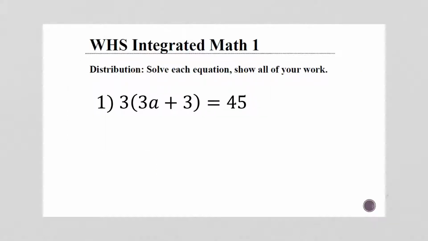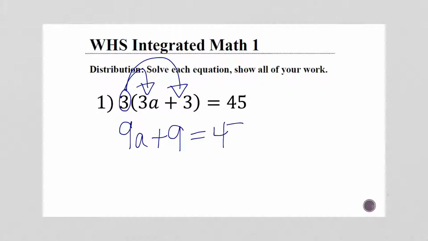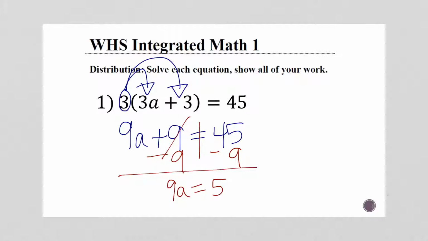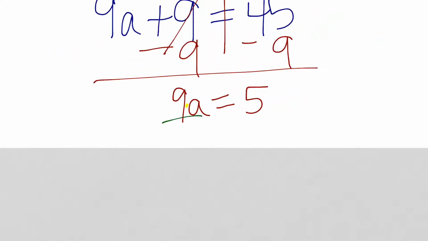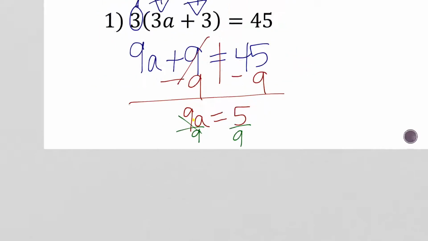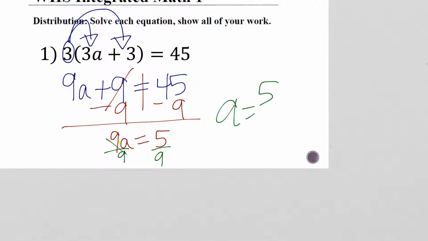Question 1's asking, well, all the questions are asking you to distribute. So the first term we need to distribute by is 3. So when I multiply 3 with 3a, I get 9a, rewrite the a. When I multiply 3 with the other 3, I get 9 again, equal to 45. Now I'm going to subtract both sides of my equal sign by 9. So I get 9a equals 5. 9a means 9 times a, so the opposite of multiplying by 9 is to divide by 9. I can't divide evenly by 9, so I just rewrite it.